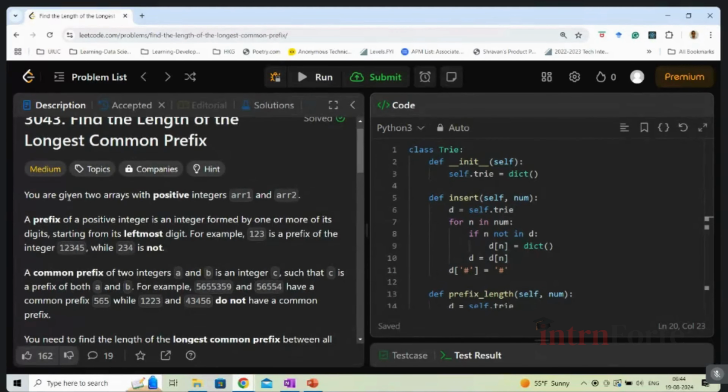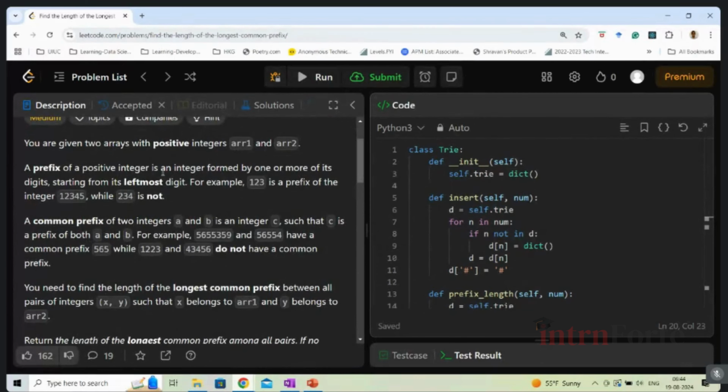So they're saying you are given two arrays, right, with positive integers, and these are the names of the arrays. A prefix of a positive integer is an integer formed by one or more of its digits starting with the leftmost digit. So for example, if we have the number 12345, 123 is a prefix of it, right? But 234 is not, because prefix means it has to start with it.